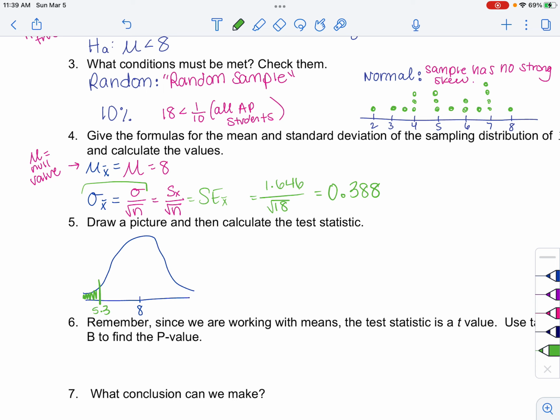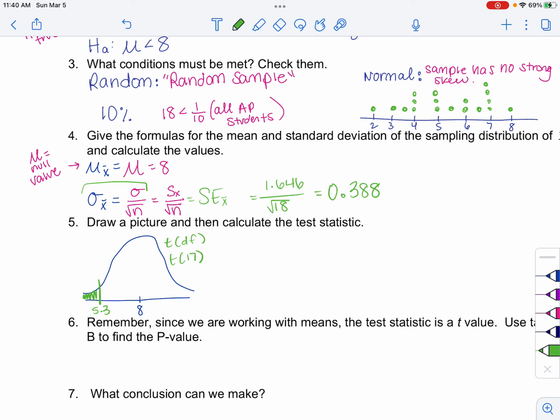I also need to label this, but we do not label the normal distribution for a t-score the same way we do for a z-score. Remember, we're using t's now because it's means and not z anymore like we did before. So for these problems, when we label our t distribution, we are going to do t of the degrees of freedom. For us, this is going to be t of 17. That's how I would label this curve.